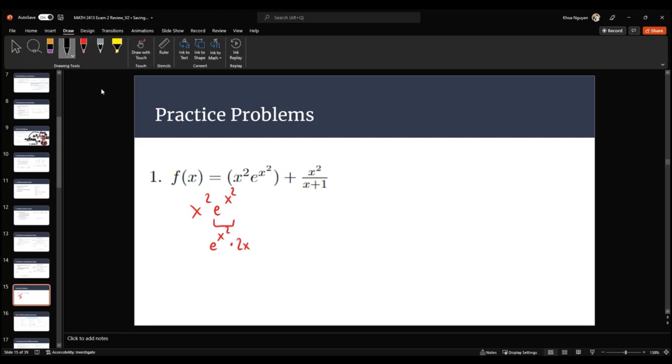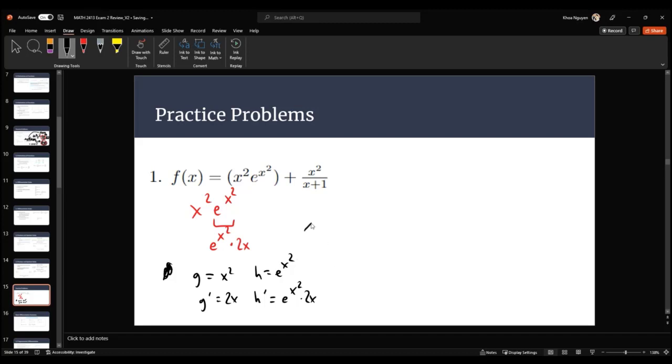But that's not your full solution. It's always helpful to write down each individual function. So in this case, let's do g and h because we have f as our original function. Let's set g equal to x squared, and h is e to the x squared. g prime is 2x, and then h prime is what we wrote over there using chain rule: e to the x squared times 2x. And then you would plug that into your product rule.